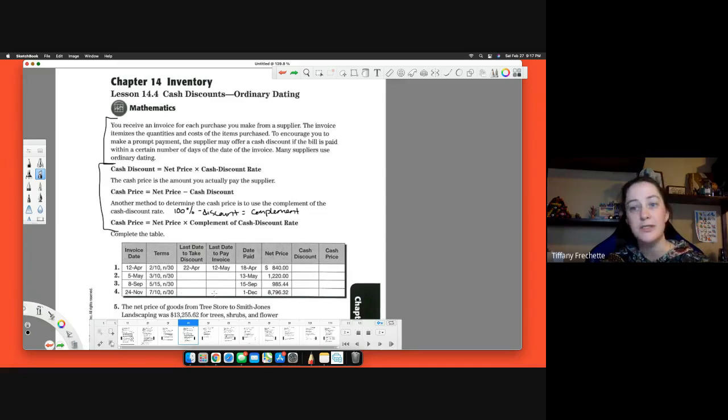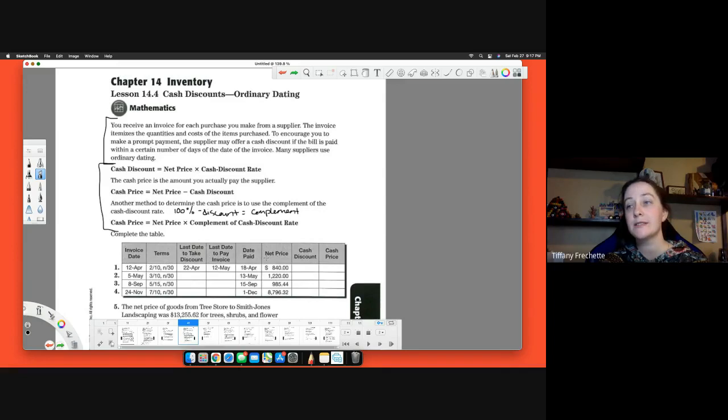So they just want you to fill this in. When is the last day to pay it? As long as the date paid is before the last date to take the discount, you can take a look at this too and say, okay, April 18th, that's 6 days after the invoice date. So that's within the 10 days. But we can also just look at this column, as long as we've calculated it correctly on the days, and say, okay, it's before the 22nd. I get to take my 2% off.